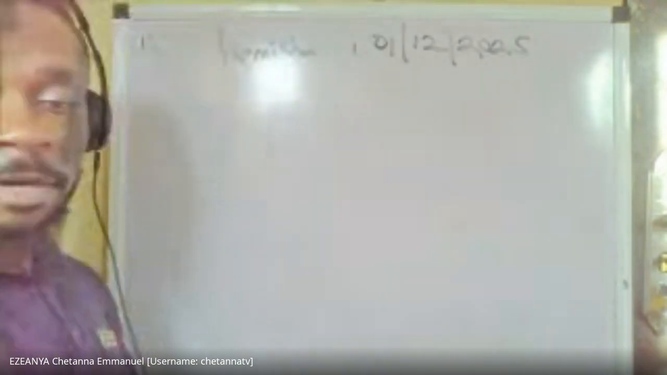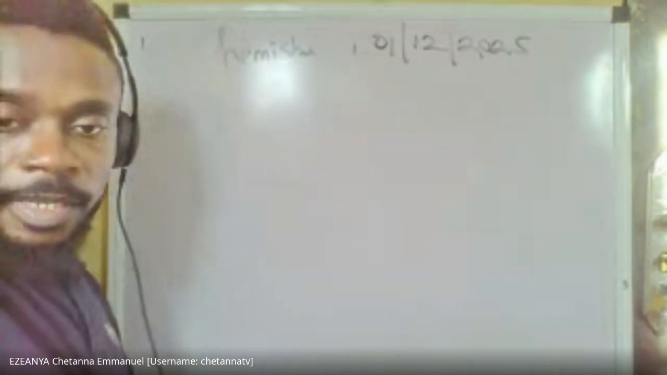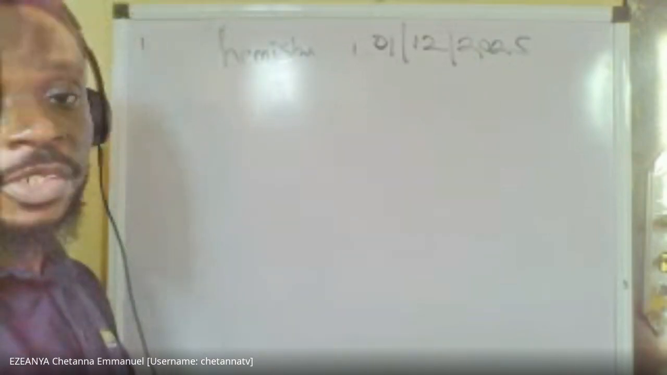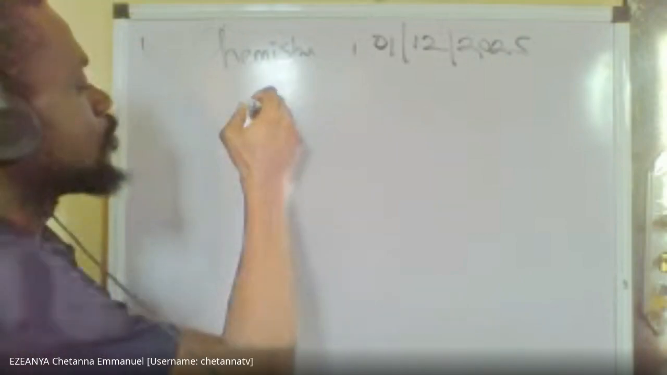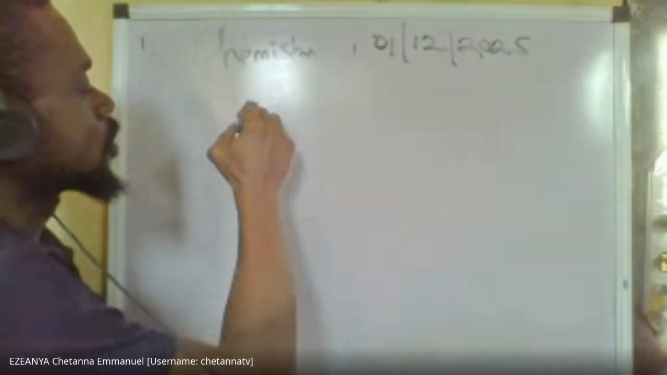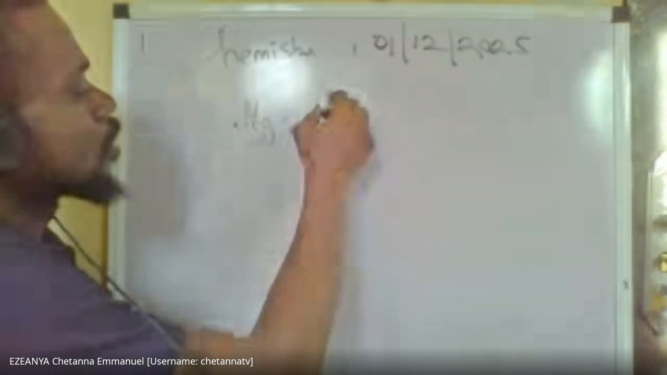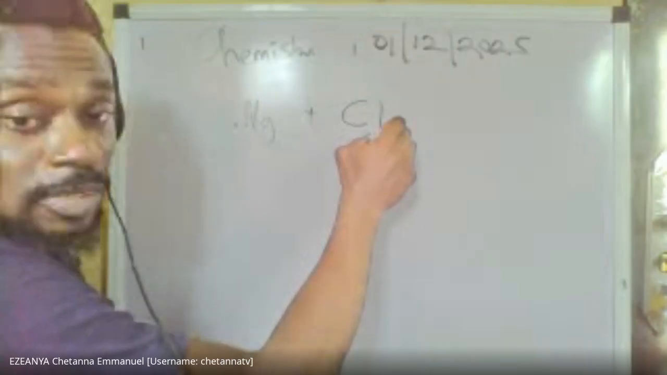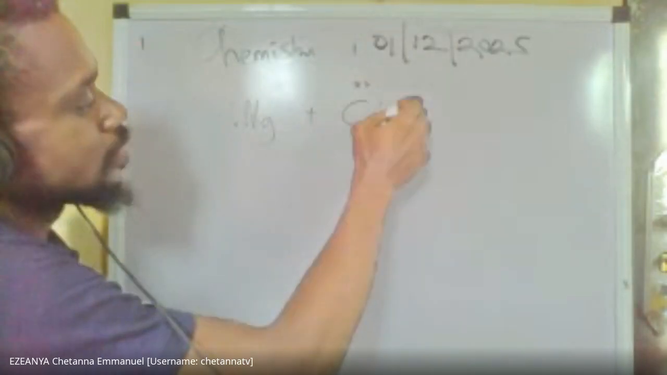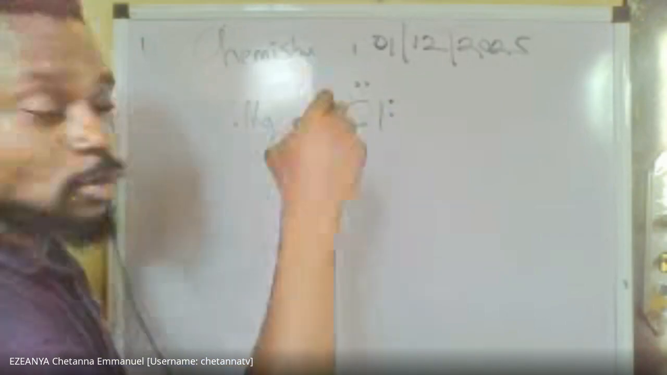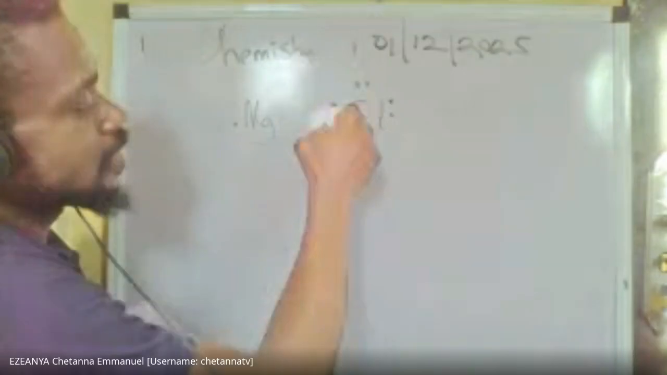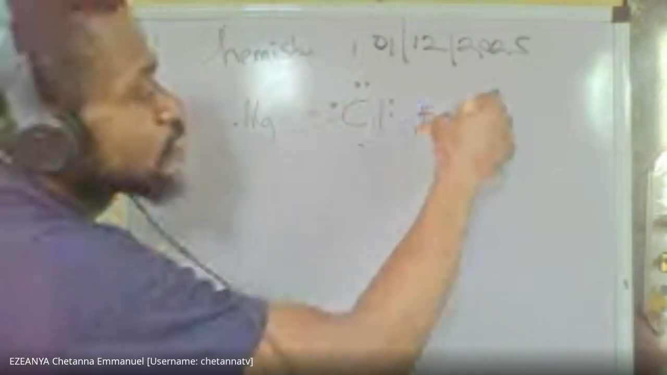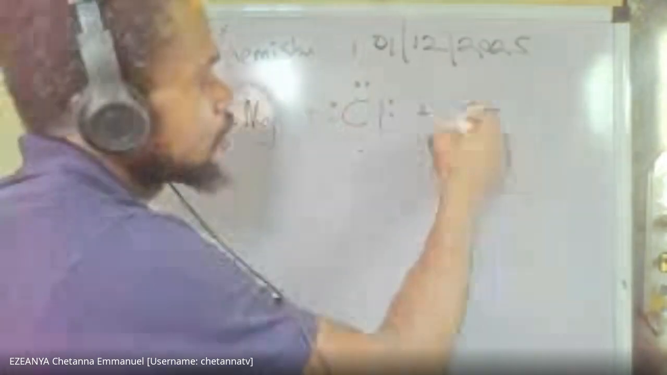Okay, so now this can also be represented in Lewis structure as magnesium with dots. Then we have plus one of the chlorine atoms, with its outermost electrons: 1, 2, 3, 4, remember we are taking the outermost electrons, 5, 6, 7. Plus the second chlorine atom: 1, 2, 3, 4, 5, 6, 7.